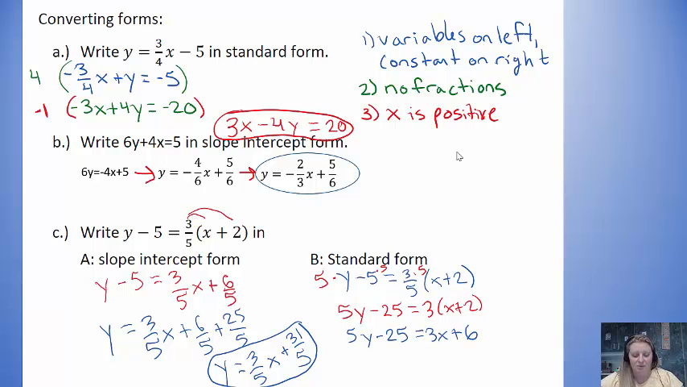Then I distribute. I want my letters on the left and I want my constant on the right. So that means 3x will have to be subtracted to this side. 25 will have to be added to the 6. And then I would have to multiply everything here by -1 because I want to make sure I have positive 3x. Final answer being 3x minus 5y equals -31.